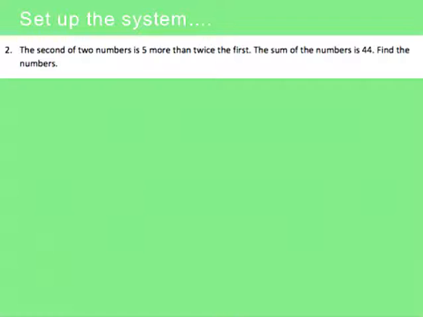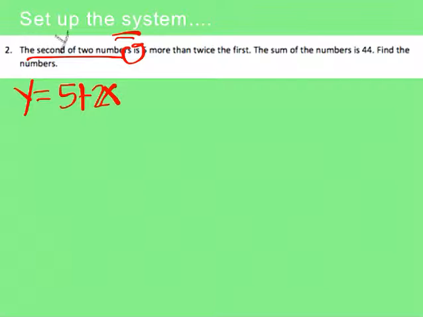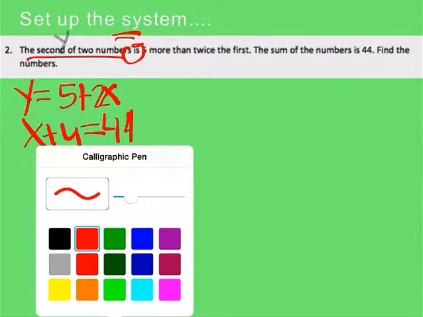The second of 2 numbers is 5 more than twice the first. So when I think second of 2 numbers, for whatever reason, I instantly think of y. Okay, now is means equals. Okay, then I'm going to have 5 more than twice the first. So then I get y is equal to 5 plus 2x, and then the sum of the numbers is 44. Okay, so now I'm ready to do some substitution.